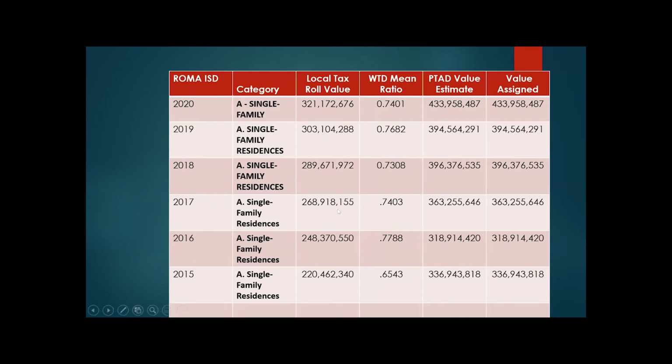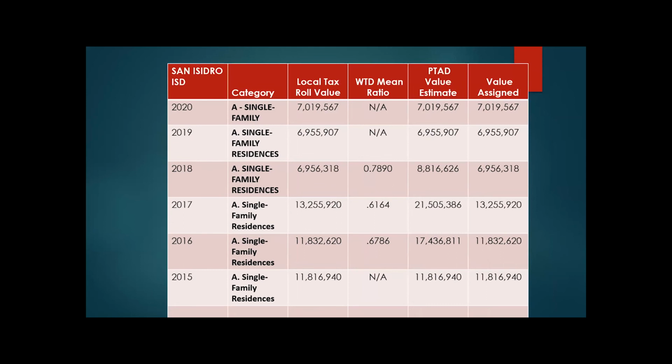The next slide, please. This is the San Isidro ISD. Now, San Isidro was lucky because you'll notice the weighted mean ratio. They were not audited on this category in 2019 and 2020. So I don't know if they get their full funding or not, because, like I said, I don't see that part. I understand that Roma lost about $3 million or so in school funding, and the Rio La Grulla ISD lost about $4 million this current year.